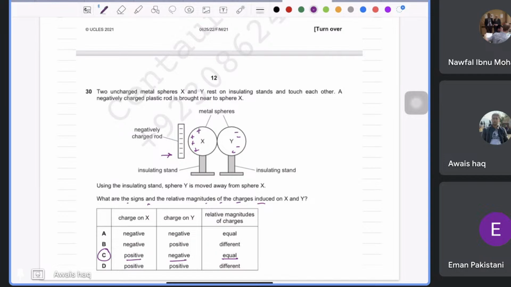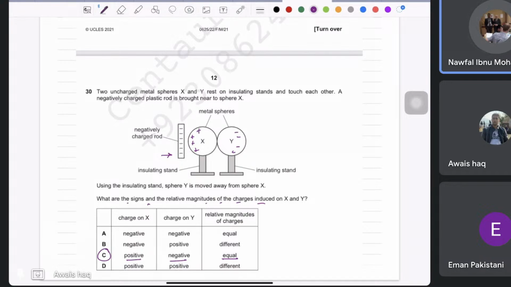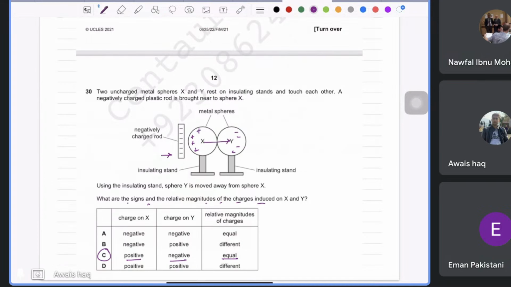Everybody understand this? Yes, Emma? Sir, the spheres are touching, so does it mean that the electrons will go to the other sphere? Yes, electrons would go to the other sphere, and the same number of protons are left behind. Okay?